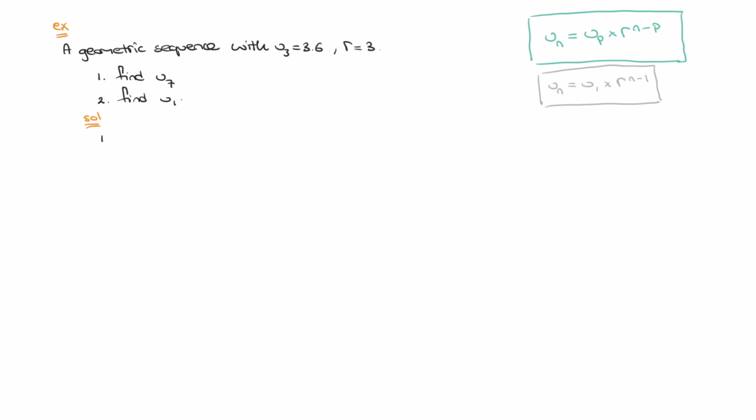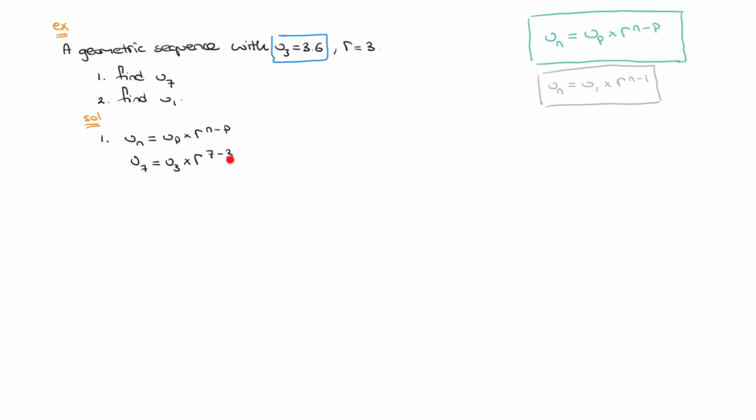And so if I quickly start by copying the formula, we have the nth term or general term, which is equal to u sub p times the common ratio r raised to the power of n minus p. And so to find the seventh term, we replace every n we see inside this formula by 7. And since we're given the third term of the sequence, we'll replace every p we see here by 3. So this formula becomes the seventh term, u sub 7, is equal to u sub 3, the third term, times the common ratio r raised to the power of 7 minus 3.